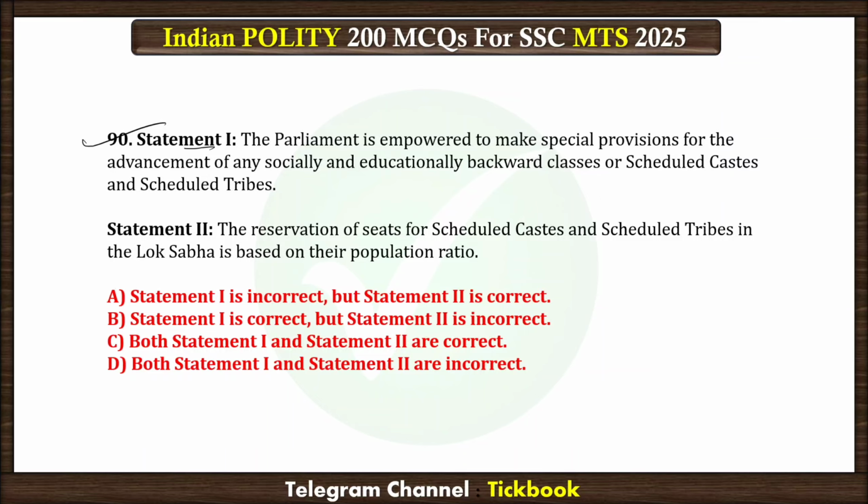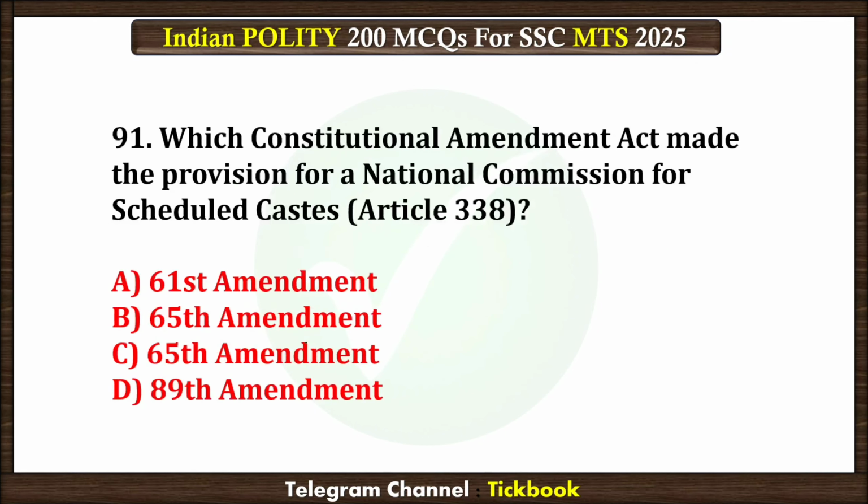90. Statement 1. The Parliament is empowered to make special provisions for the advancement of any socially and educationally backward classes or scheduled castes and scheduled tribes. Statement 2. The reservation of seats for scheduled castes and scheduled tribes in the Lok Sabha is based on their population ratio. Option number C, both statement 1 and 2 are correct.